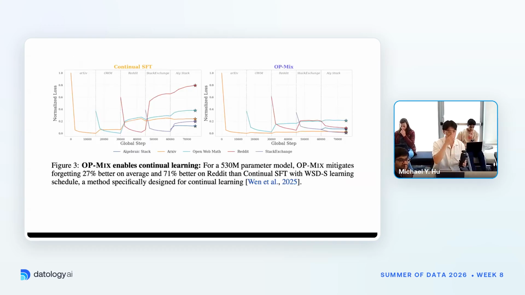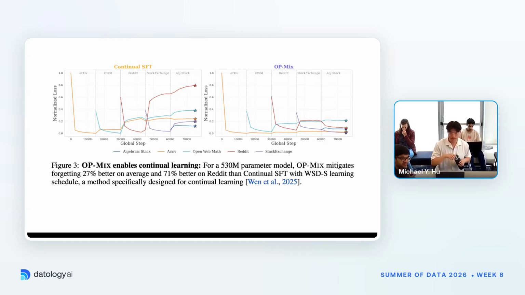This is maybe a different way to visualize this, the continual SFT versus OP mix. You can see there's more forgetting done by continual SFT, and this is the recommended learning rate schedule, so it's sort of a tuned SFT baseline.